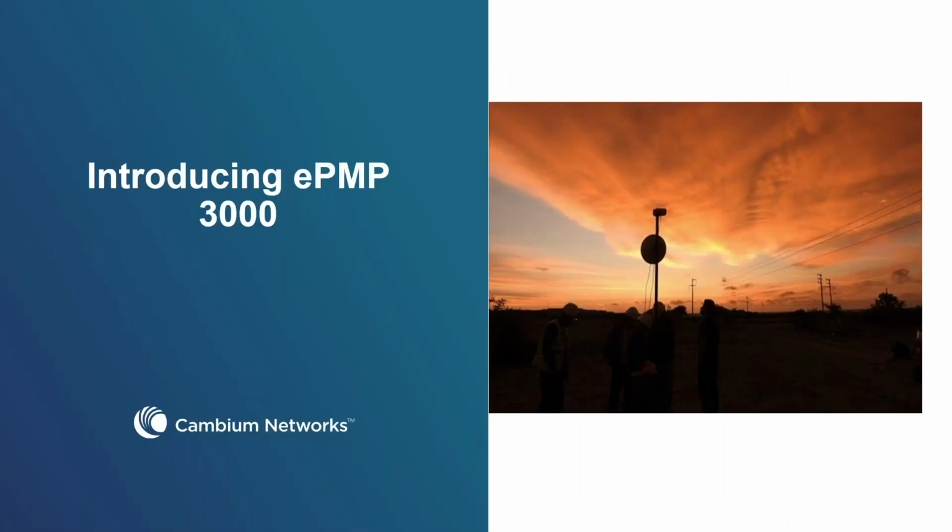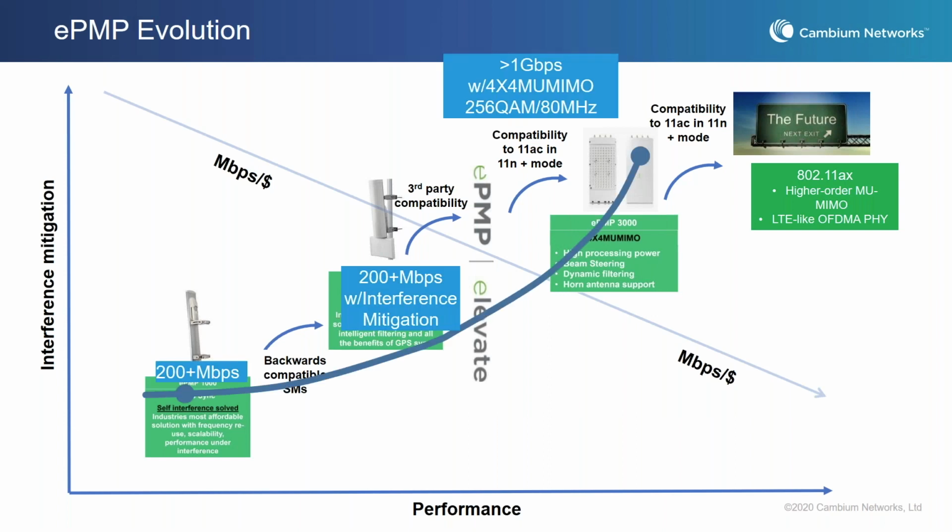Now with the ePMP in terms of capacity, ePMP 1000 and 2000 will give you up to 200 megabits per second per sector, whereas the ePMP 3000 would give you up to a gigabit per second per sector, depending on some factors that I'm going to tell you in the next slide.